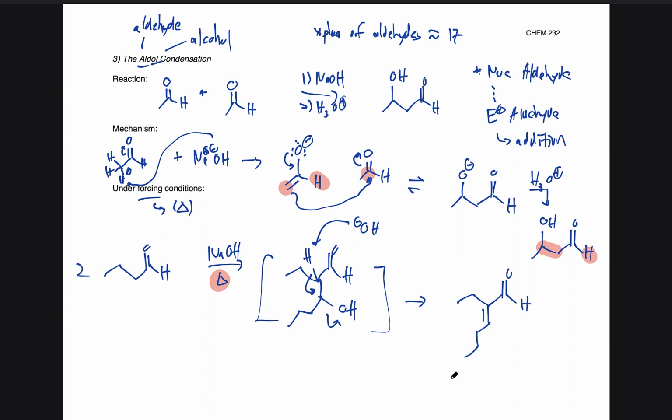And this is known as an alpha beta unsaturated aldehyde. And that terminology comes from the alpha and beta carbons here. It just means there's an alkene, this unsaturation present that is in the alpha beta position right next to the aldehyde.